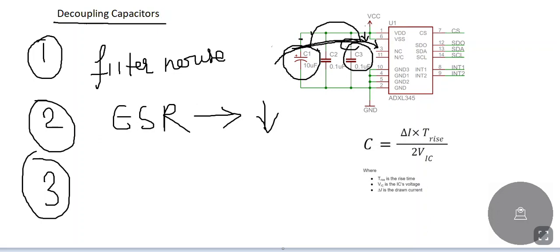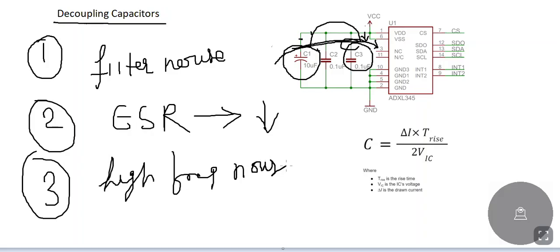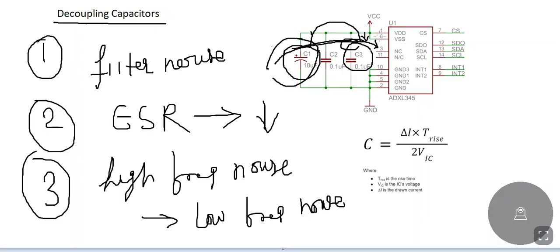The third reason is that we connect small value capacitors near to the IC pin, which are effective for filtering out high frequency noise. That is why we connect small value capacitors close to the IC pins. And the large value capacitors are effective for filtering out low frequency noise. So we connect these high value capacitors away from the IC pins. There is also a saying that they call it high-low. So you connect the high away from the pins and the low close to the IC pins.